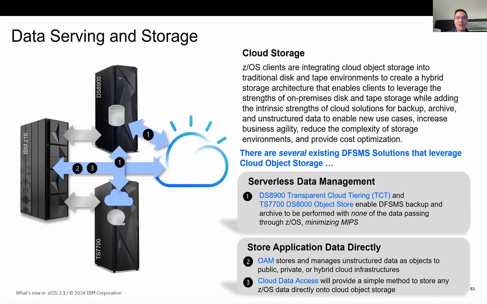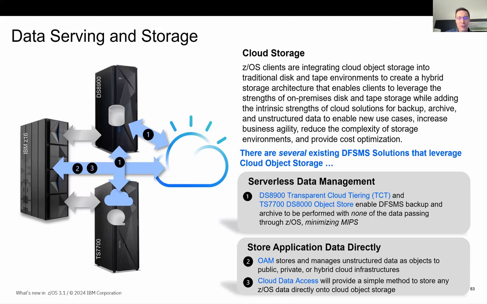In the area of data serving and storage, I just will mention a few capabilities. Of course, there's the technology that's been around for some time, transparent cloud tiering, which allows, when you're backing up, you to go directly from a DS8K to a public cloud without having that data pass through z/OS, again reducing your MIPS consumption, because it literally goes out the back end of the DS8K directly to public cloud managed by HSM, right? We also allow you to store directly to the cloud.